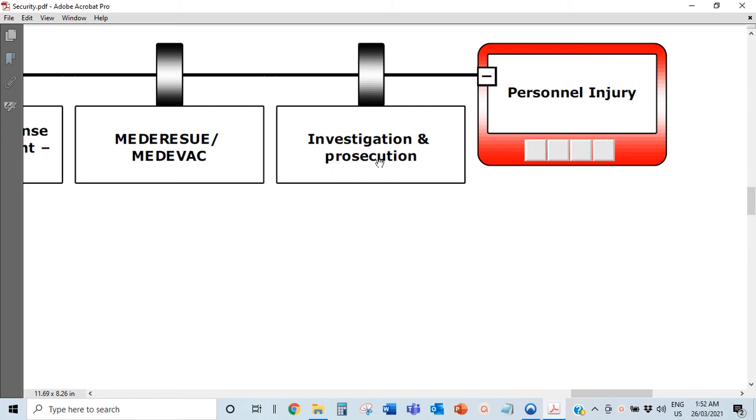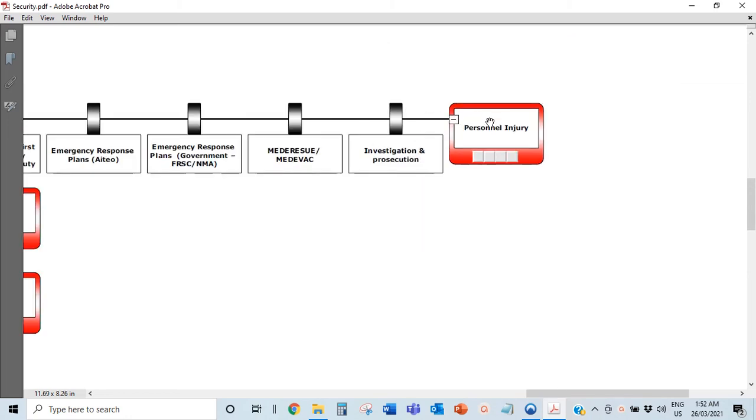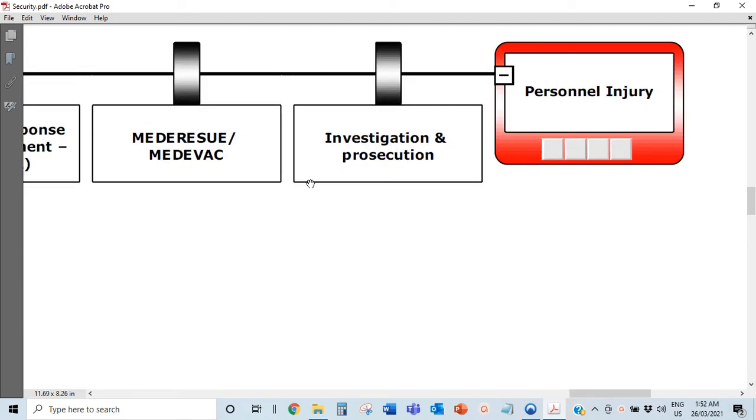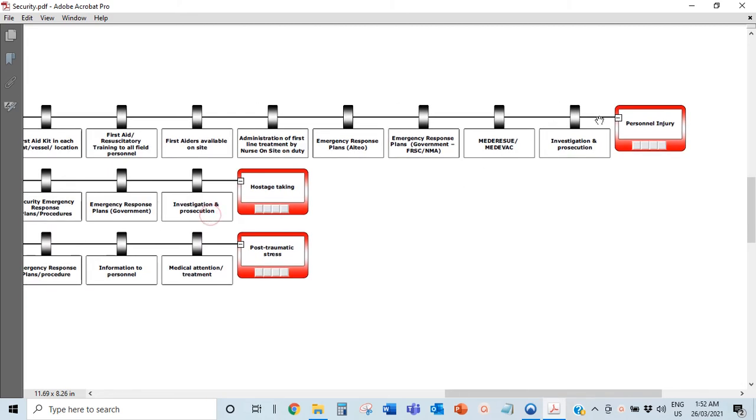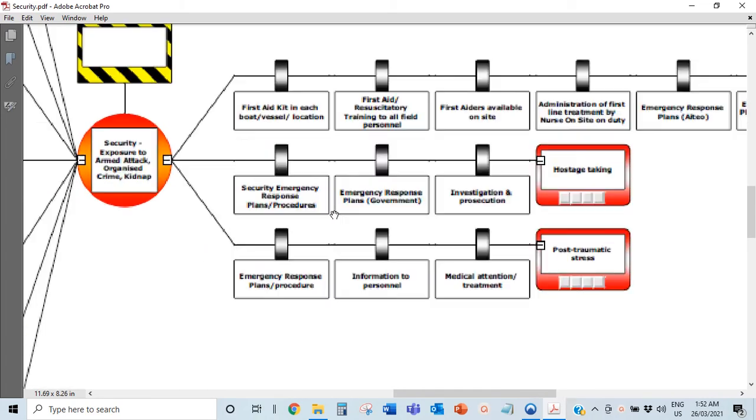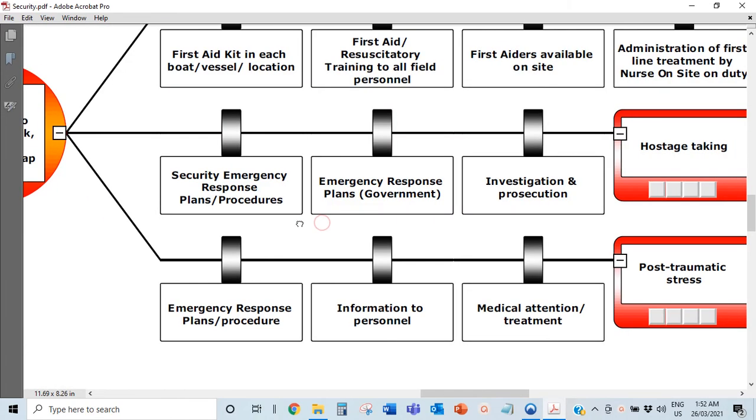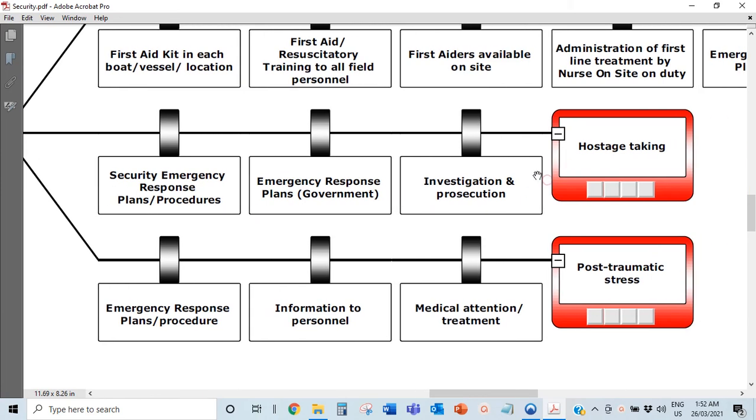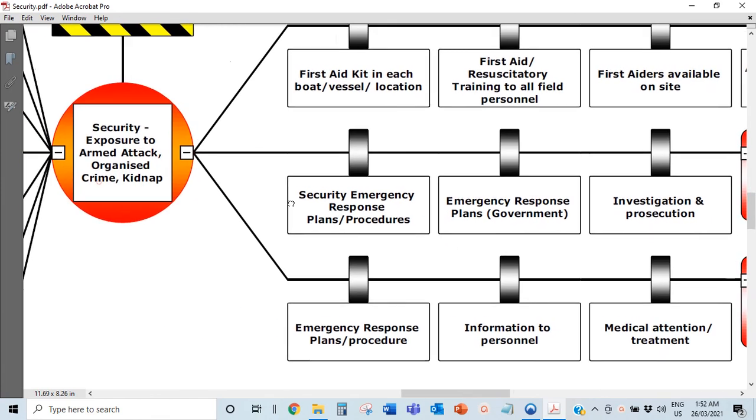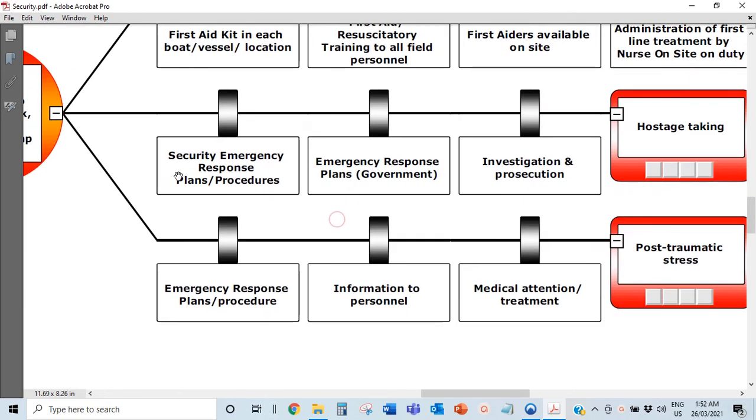Then you have investigation and prosecution, which is not really a barrier, but at least it could help. It's not really a barrier against this, but it would definitely help to be able to pinpoint whoever did whatever wrong there was. Then there's hostage taking. So if they take hostages after this top event, you have your security emergency response plan and procedures. So there should be a plan in place in case there's a kidnap. Maybe alert the authorities. Maybe there should be a tracking device that could lead to where they are in case they are taken hostage.